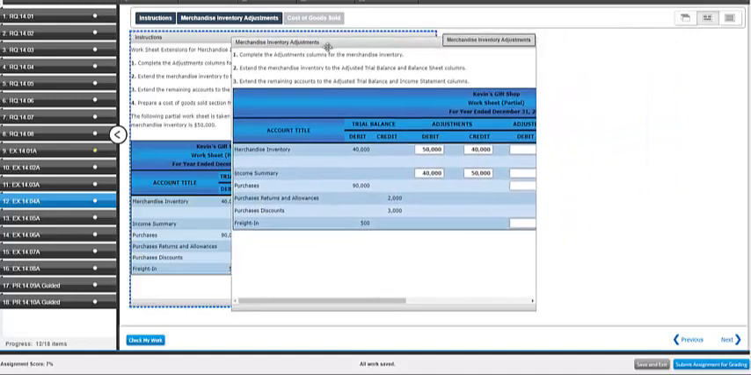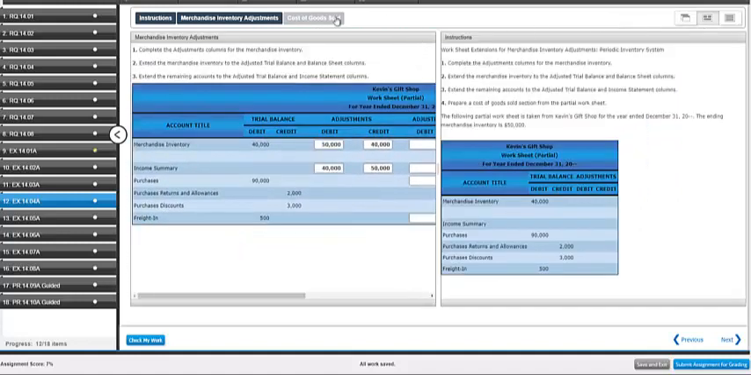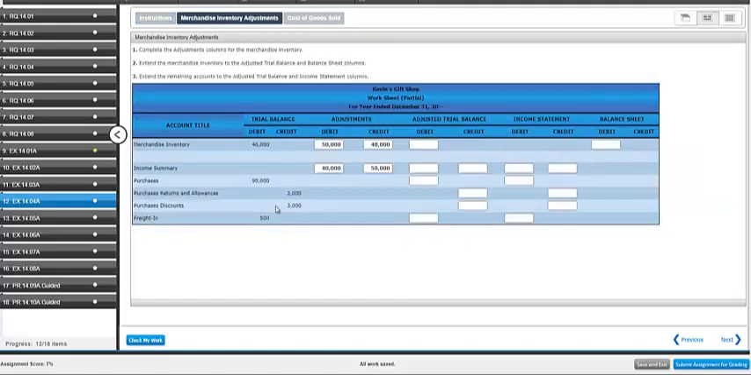Okay, so now we have our adjustments in. And we need to extend these balances over. Okay, now merchandise inventory, there's only one inventory. You can't take the 40 and the 50 over. Only the 50 is what remains. The 40, we have a debit of 40 and a credit of 40. That gives us 0. So the only thing remaining in the account is $50,000.